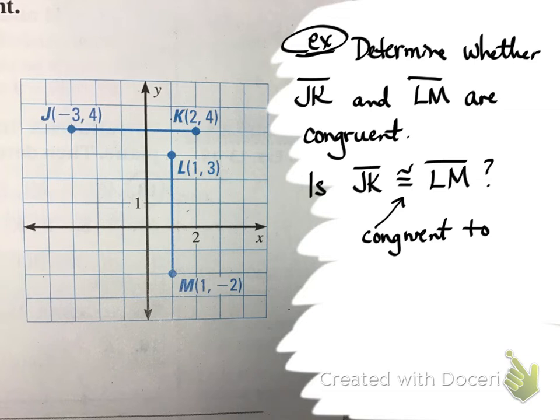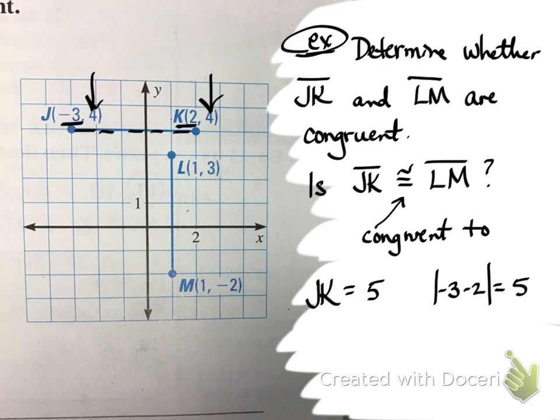So if you're noticing that these, for JK, let's work with it first. So the length of JK, you can just count the spaces. It's 1, 2, 3, 4, 5. Or since these y's are the same, that's why it's horizontal, you can subtract the x values. So the absolute value of the subtraction of -3 and 2. -3 and 2 are the values. You can subtract them to get the distance in between them, and you get the absolute value of -5, which is 5. So the length of JK is 5.